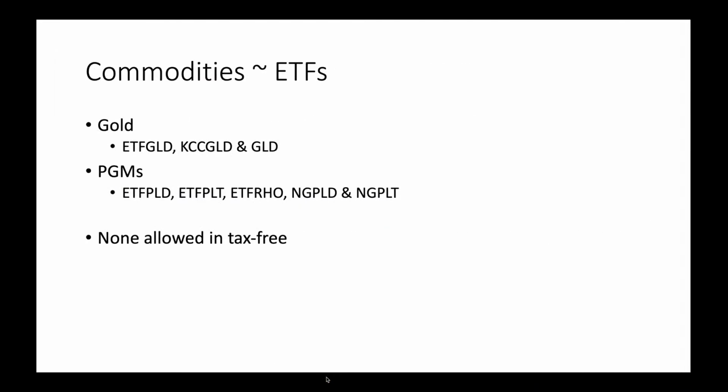The other ones are the PGMs, platinum group metals. So we've got from One Invest palladium, platinum, and rhodium. And then from ABSA, we've got palladium and platinum. Now, again, these are ETFs, so they physically hold the underlying. There are storage costs. Although these are ETFs, they're not applicable within a tax-free account. You cannot put them into a tax-free account.